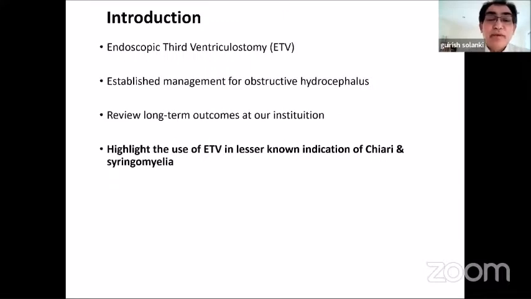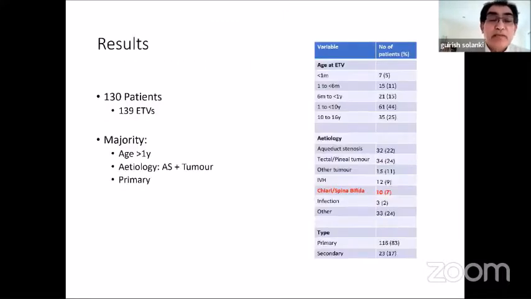And what we found is essentially, when we look at here, 130 patients who underwent 139 ETVs, older than 1 year of age, and the primary etiology in this case is mostly aqueductal stenosis and tumor, or primary obstructive hydrocephalus, but you can see here that there were 10 children. Now the number is of course increased.